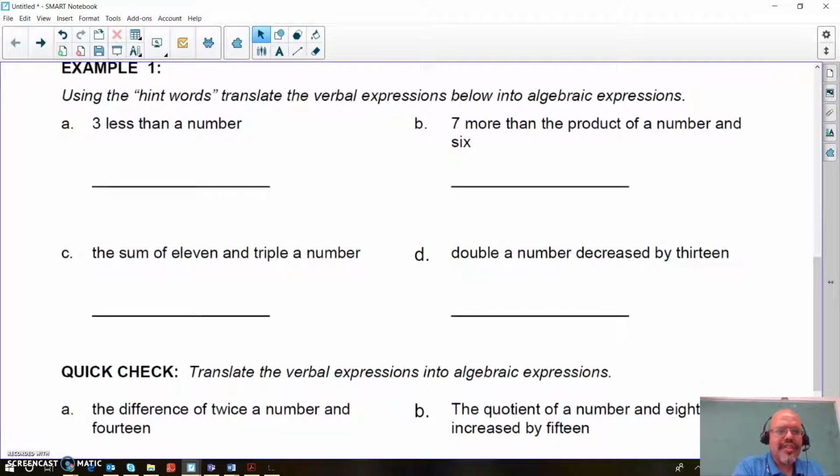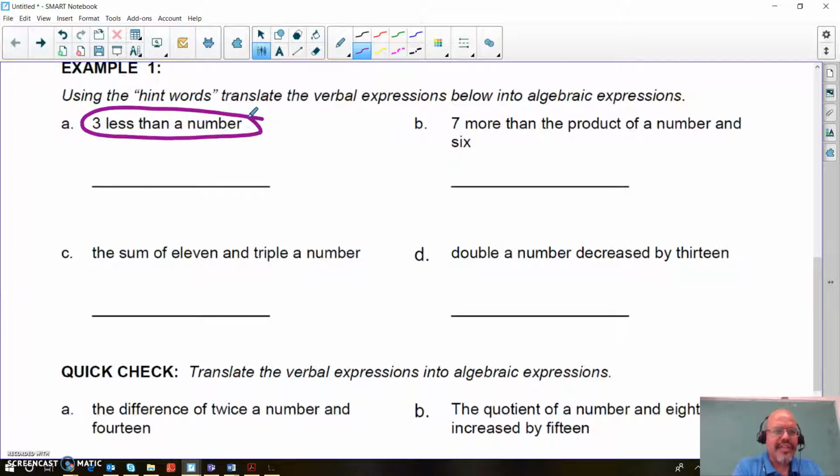So when you see this right here on these particular problems, right here we have 3 less than a number. So we're going to take a number and we're going to subtract 3 from it because that's always written somewhat backwards. Always go from right to left, sort of like Japanese maybe.